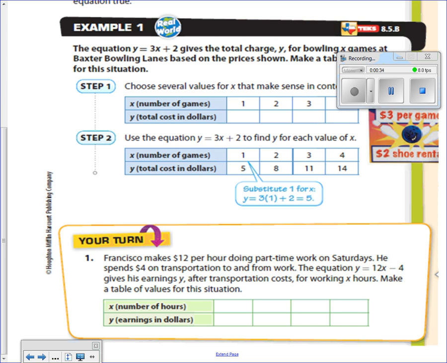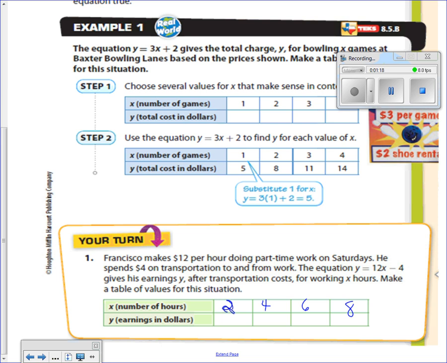So it's what it's saying here. And then $4 transportation, so you have to subtract the transportation cost of $4: 12x minus 4. So to get our table, we're just going to put the number of hours he works. Let's just do 2, 4, 6, and 8. So now we're just going to plug those numbers into our equation. We're going to put 2 in for x, 4 in for x, 6 in for x, and 8 in for x, and work out the equation.